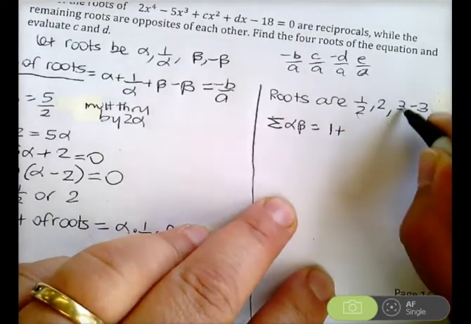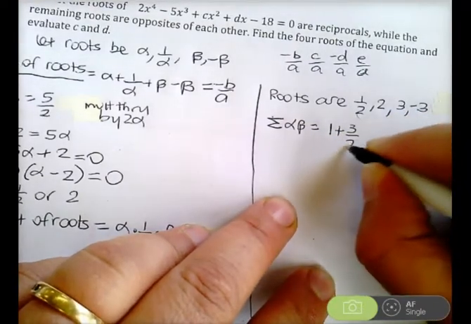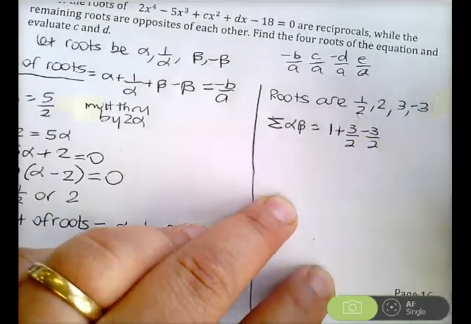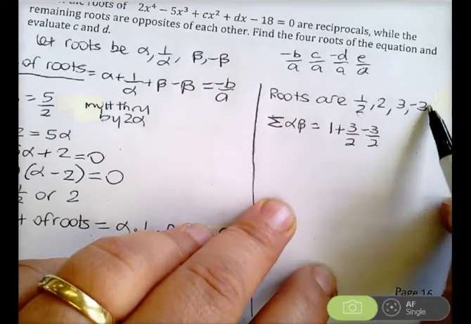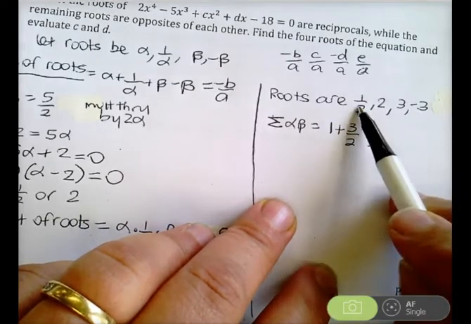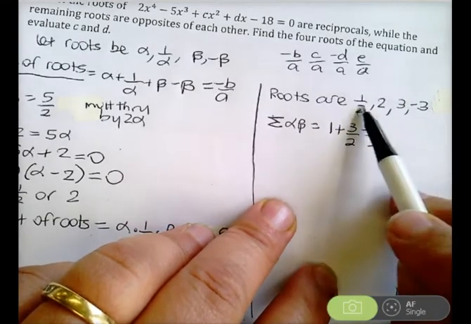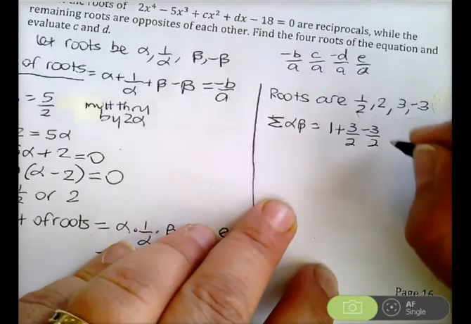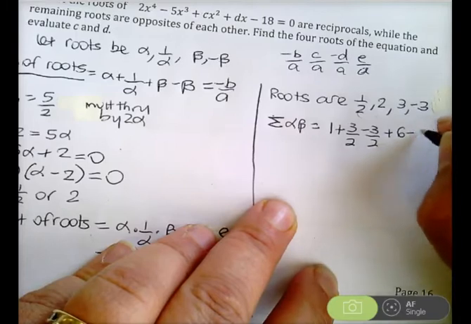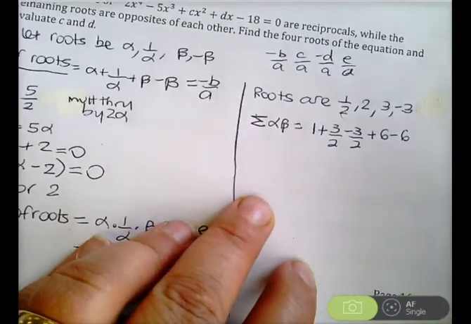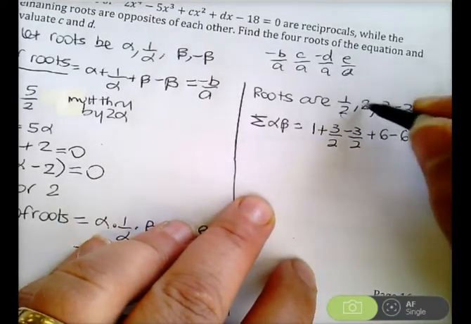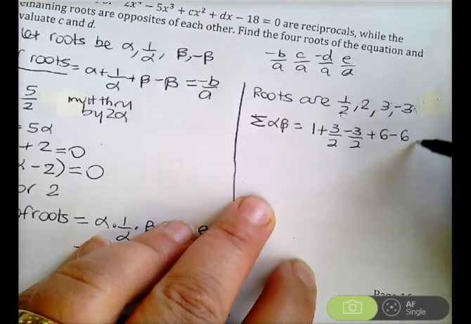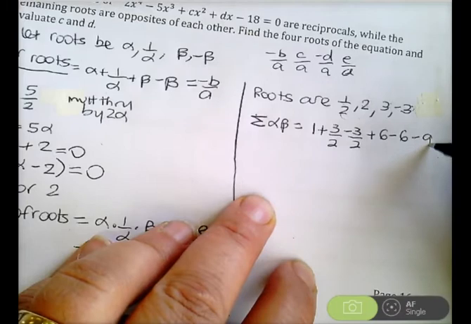Plus, what's a half times 3? 3 on 2. Plus a half times minus 3 is minus 3 on 2. See what I'm doing? Make sure you get the 6 combinations. So I've done half times 2, a half times 3, a half times negative 3. Then I want to do 2 times 3, 2 times negative 3, plus 6, minus 6. So I've done, you just do the first one with each of them, the second one with each of them, and then the last 2, minus 9.